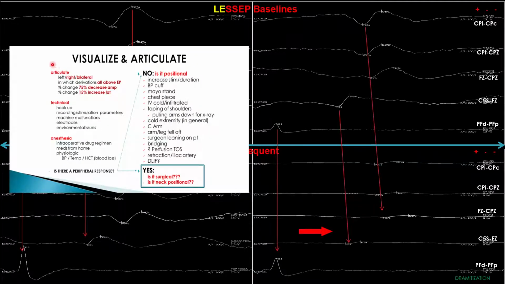You want to get the troubleshooting sheet out and articulate the change. Is it left or right side? Which derivations? And what percent change do you see? Quickly look at other technical problems that could cause this.